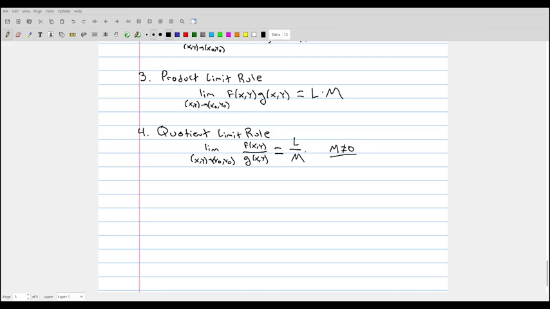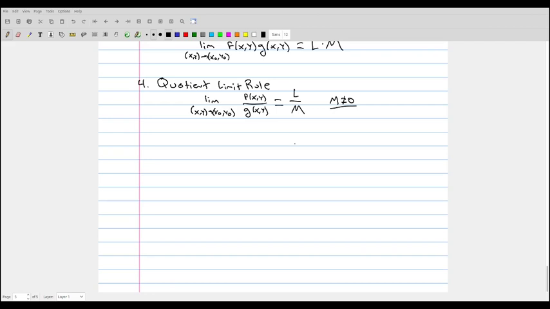And this just guarantees that we're not dividing by zero. So as long as the limit of f and g exist and m is non-zero, you can say that the limit of the quotient of f over g is just going to be equal to L over m. And the last two are related to different powers and roots of a function f. So let's say, for instance, this is going to be the power limit law.